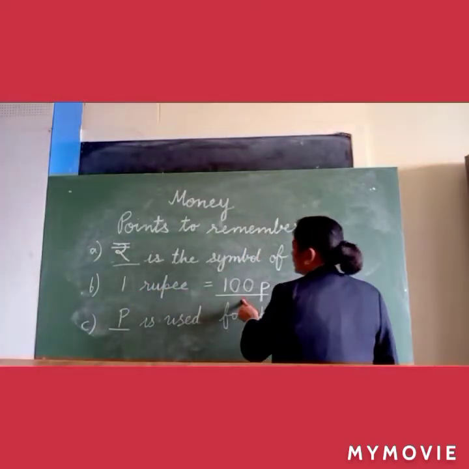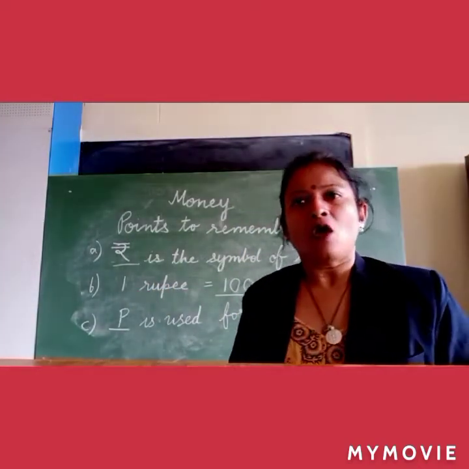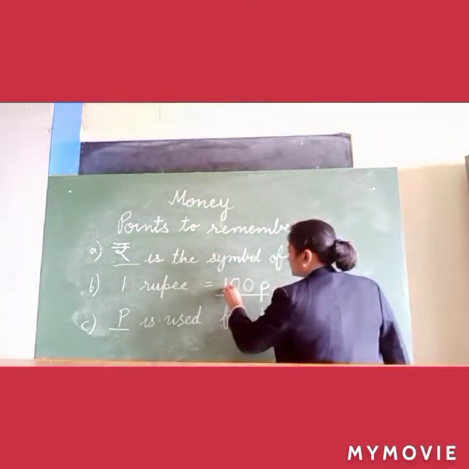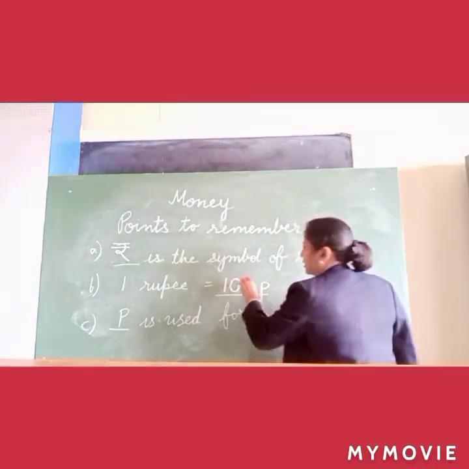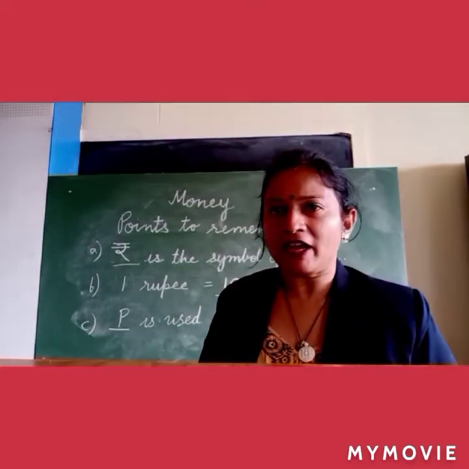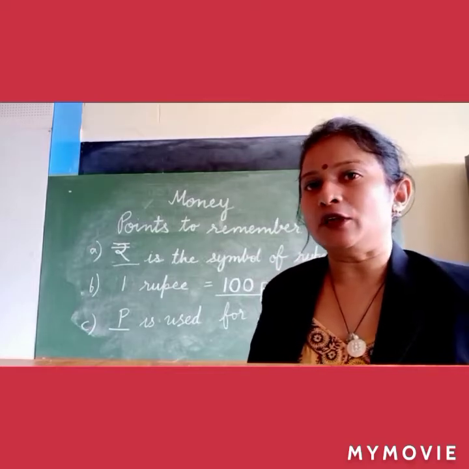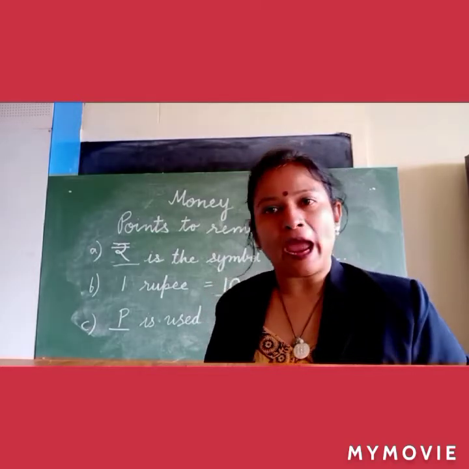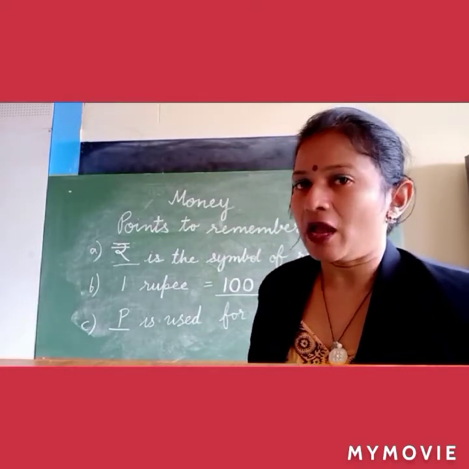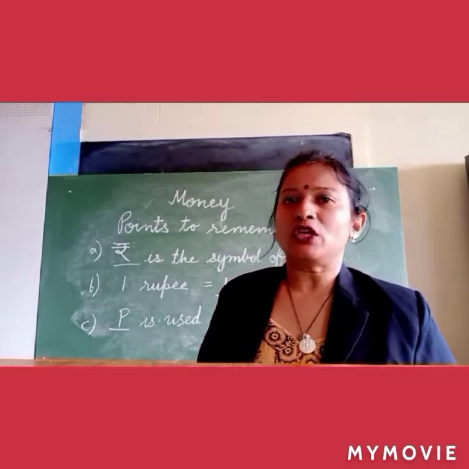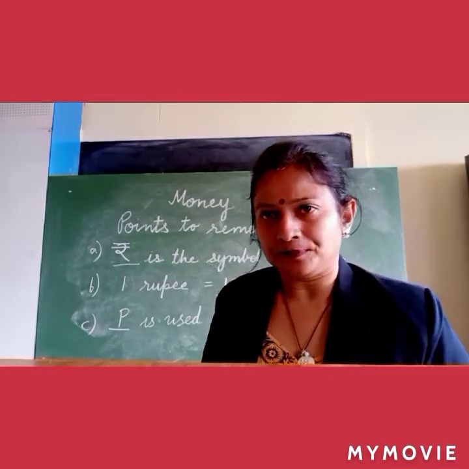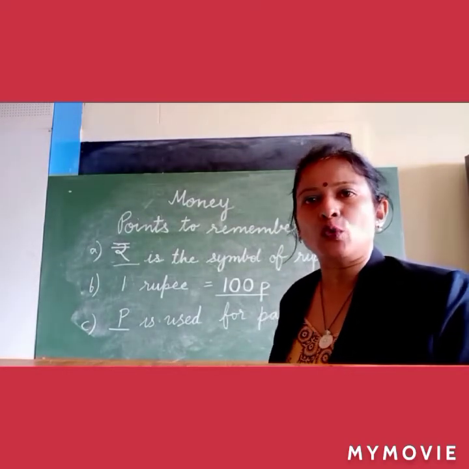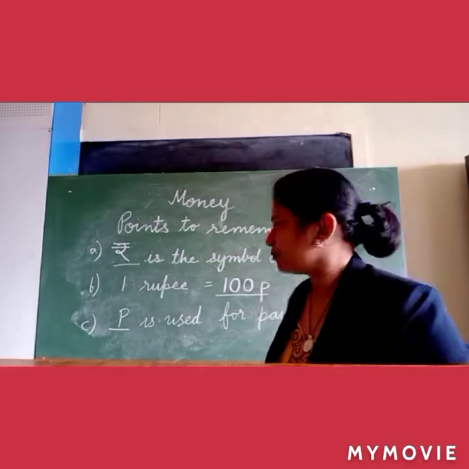1 rupee is equal to how many paisa? 1 rupee is equal to 100 paisa. It means if I say I have 5 rupees and convert it into paisa, then what do you have to do? You have to multiply it by 100. 5 into 100, it will be 500 paisa. That we will do later on in the other class, how to convert rupee into paisa.